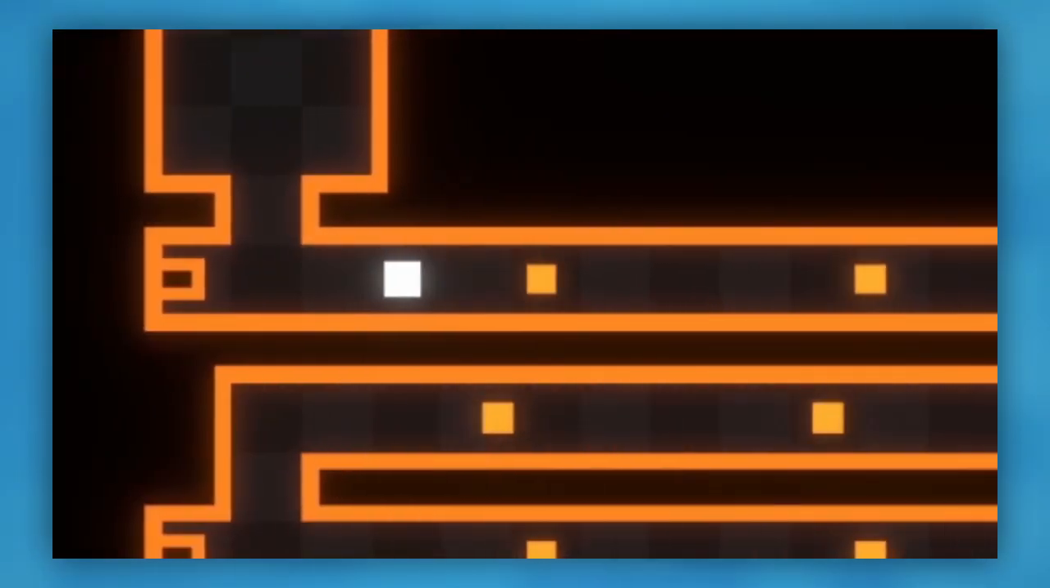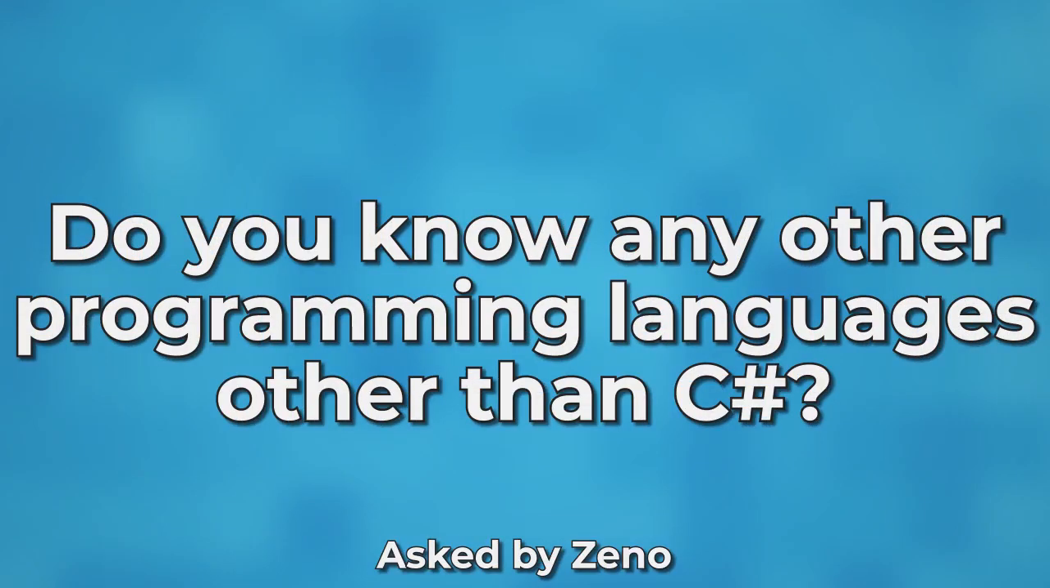Is PRISMA the only game you have made outside of a game jam? Finished? Yes. Working on? No. Delta is still in the development process. Do you know any other programming languages other than C#? Nope. I'm a simple boy learning a simple language.